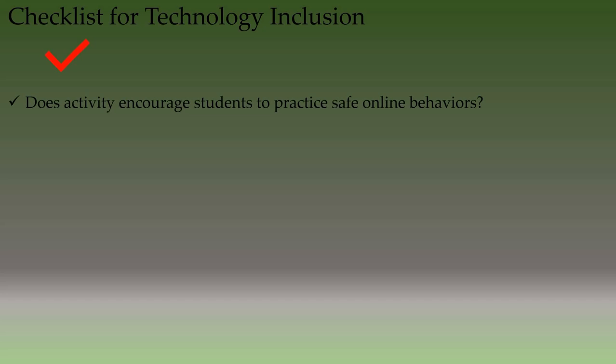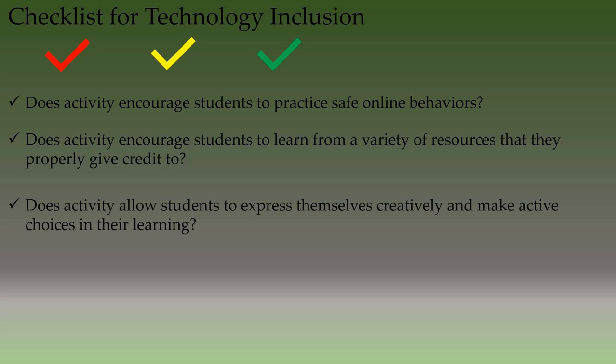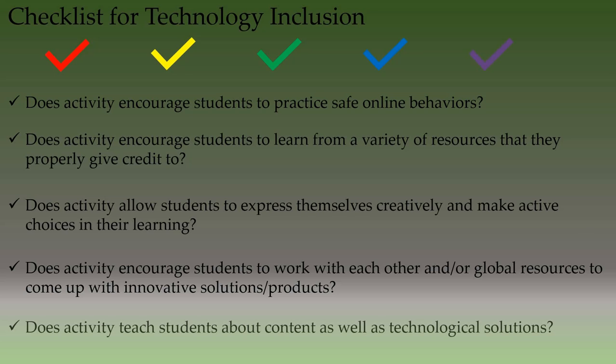I used all of my research from this project, and I collaborated with my classmates on our March Cohort 2 Google Docs page to come up with a checklist for technology inclusion in lesson planning that I will use in the future. 1. Does the activity encourage students to practice safe online behaviors? 2. Does activity encourage students to learn from a variety of resources that they properly give credit to? 3. Does activity allow students to express themselves creatively and make active choices in their learning? 4. Does activity encourage students to work with each other and/or global resources to come up with innovative solutions and products? And 5. Does activity teach students about content as well as technological solutions?